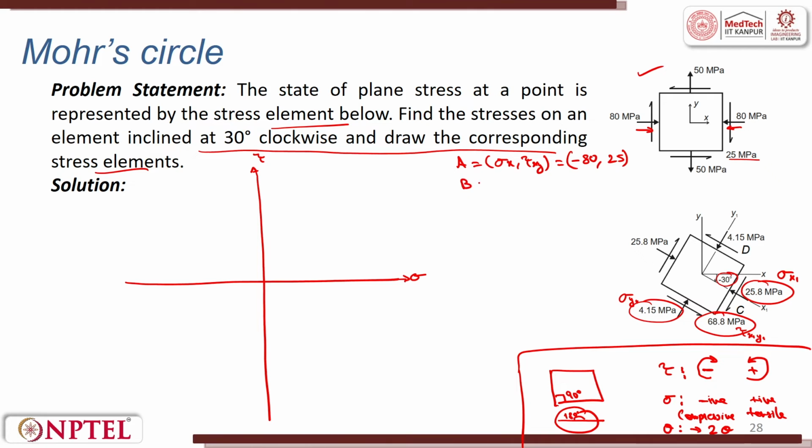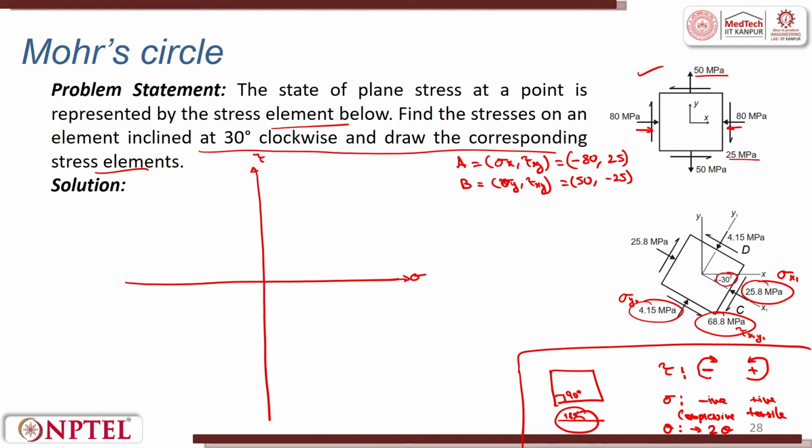Similarly, point B could be plotted here, sigma y, tau xy, and for sigma y, if you see, the load is 50 megapascal and this is tensile load. Because this is tensile load, this will go as 50 as a positive value, and here this is minus 25 value of tau xy. Let me try to plot these points here.